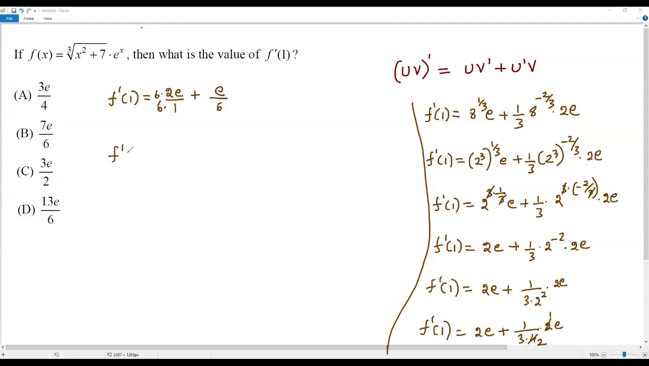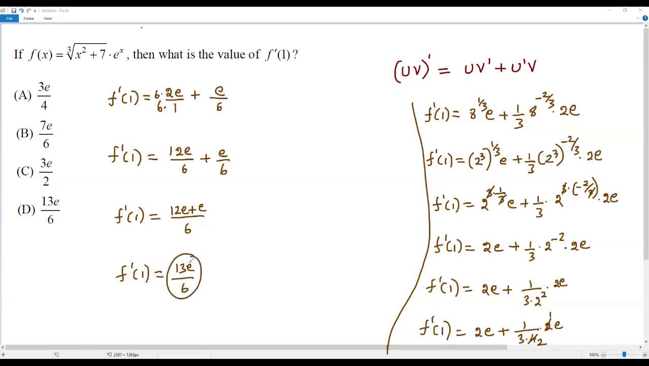So when I do so, I'm getting f prime of 1 equals 6 times 2 is 12e divided by 6 times 1 is 6, plus e divided by 6. Okay, now we have the same denominator for both fractions. We can take the denominator 6 in common, and we have to add the numerators, that is 12e plus e. So f prime of 1 equals 12e plus 1e equals 13e divided by 6. Okay, now I got the value of f prime of 1, that is 13e over 6. We find this exactly in answer choice D. The correct answer choice for this question is D.